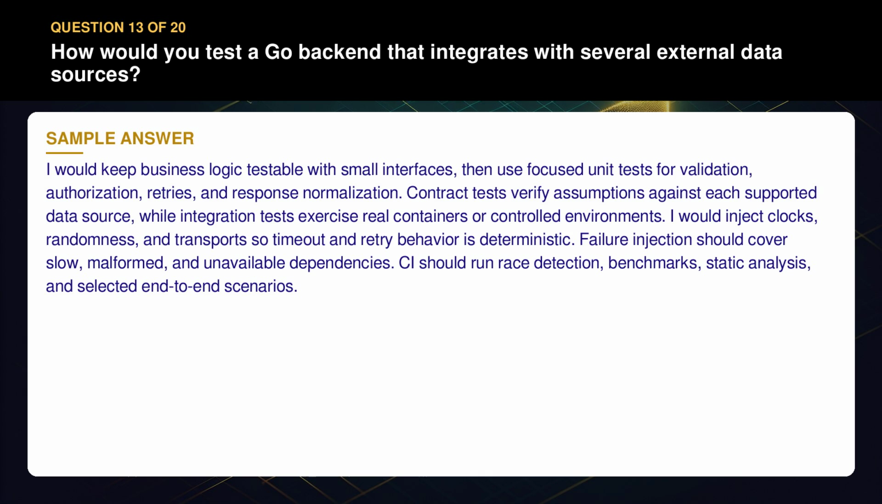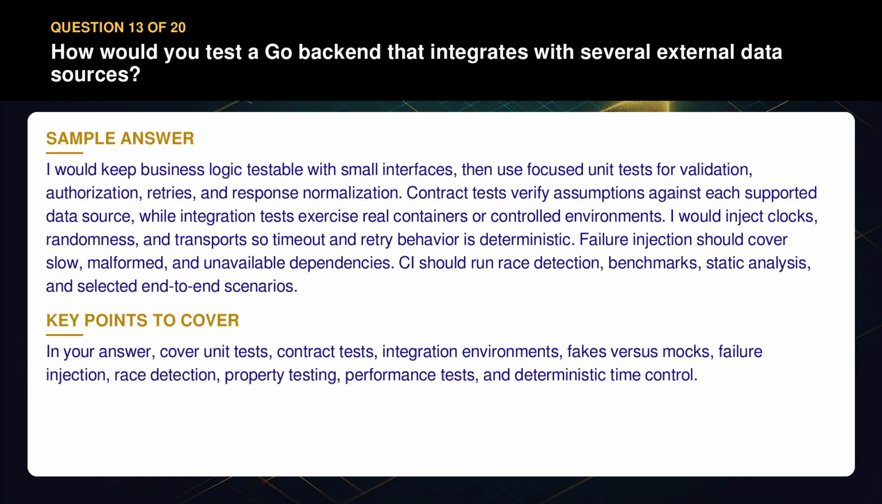I would inject clocks, randomness, and transports so timeout and retry behavior is deterministic. Failure injection should cover slow, malformed, and unavailable dependencies. CI should run race detection, benchmarks, static analysis, and selected end-to-end scenarios. In your answer, cover unit tests, contract tests, integration environments, fakes versus mocks, failure injection, race detection, property testing, performance tests, and deterministic time control.